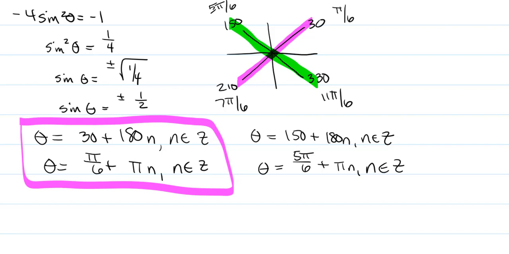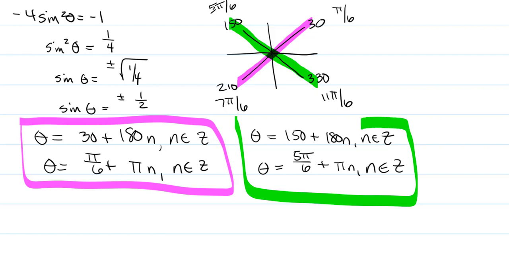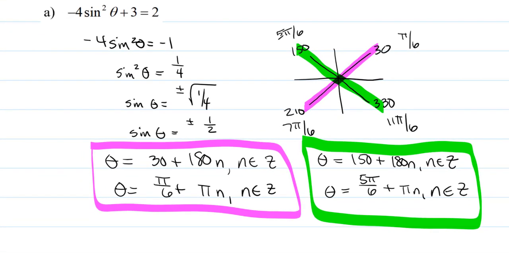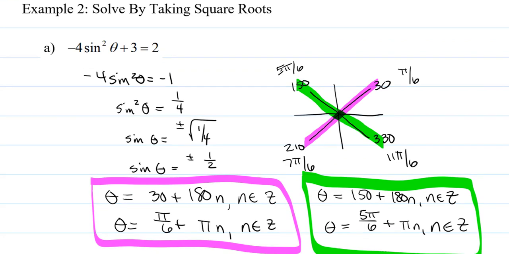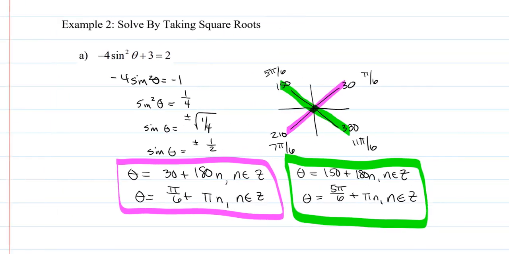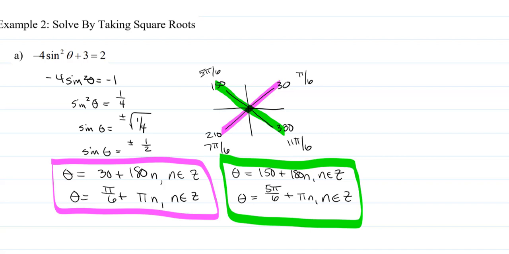So these are the way I would write my two solutions, and your teacher might specify whether they want them in degrees or radians, but that's how you do it for a problem like this where you're asked to find all the solutions. When you solve for all solutions, make sure you write everything that you got there. That's how you do this type of problem when you have 4 solutions within that 0 to 360 range.